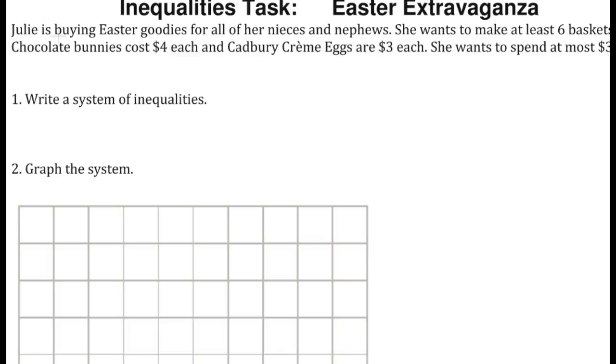So go ahead and read the first one. And you'll notice the wording is very similar for all of them. They're not going to be too different from one another. Okay.